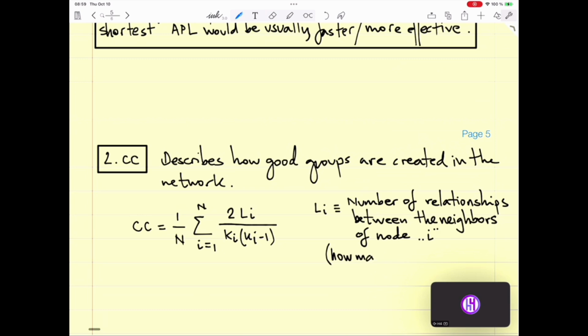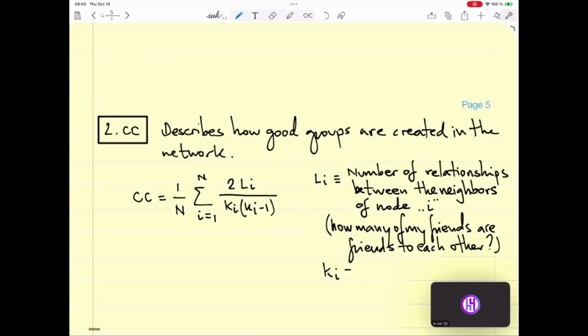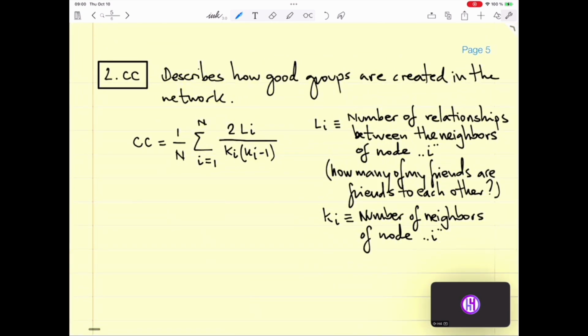How many of my friends are friends to each other, to put it in a non-formal way, okay? K sub i means the number of friends I have, the number of neighbors of node i. So how many neighbors I have, how many nodes are my friends. So let's look at an example.